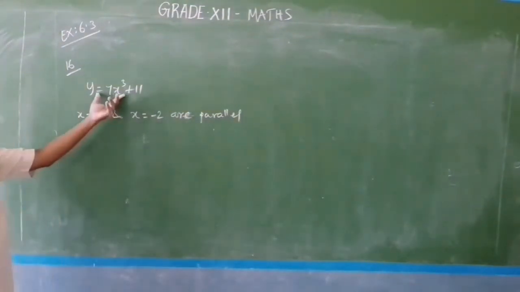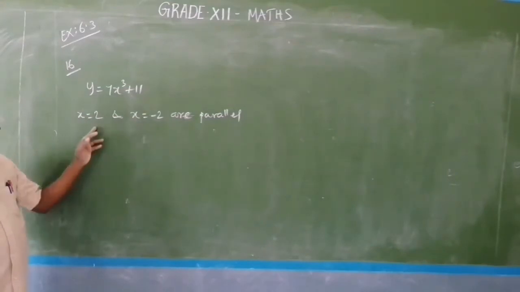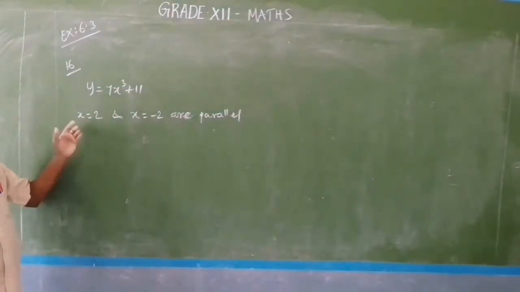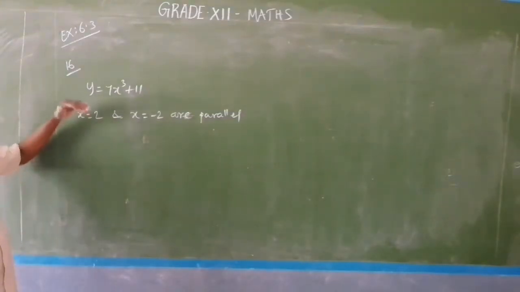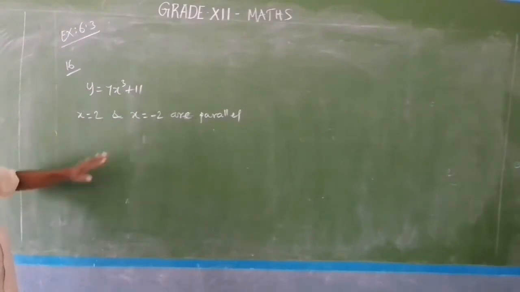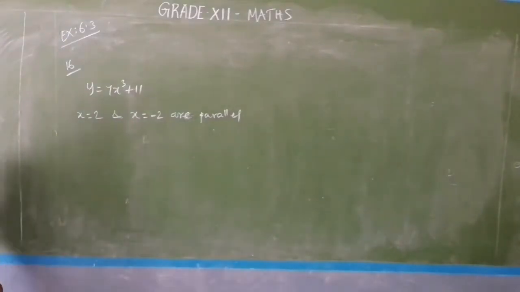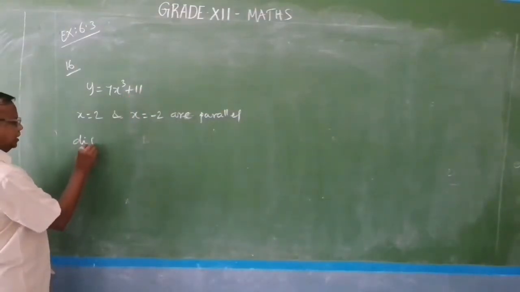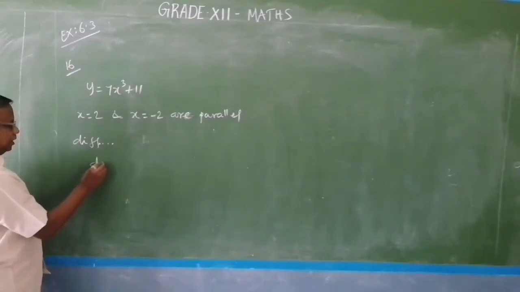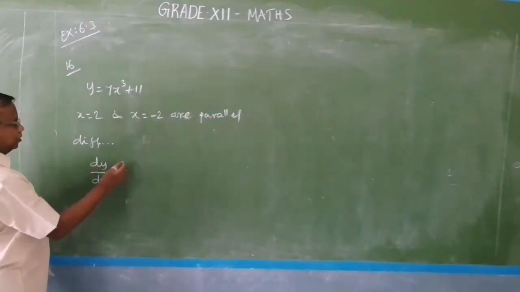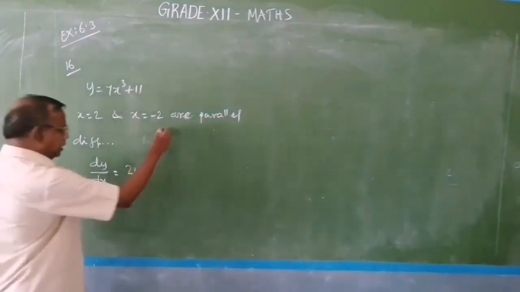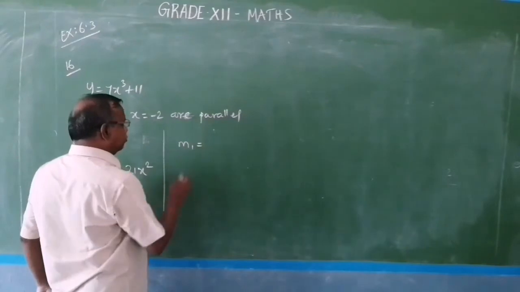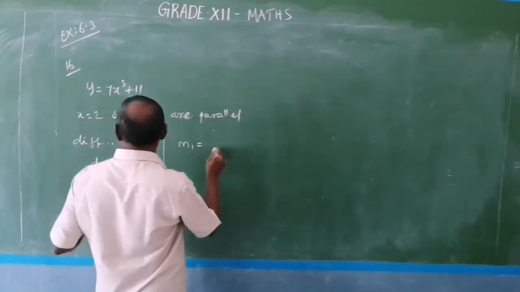That means this given is a curve. We are given 2 points. We have to show that the tangents at these 2 points are parallel. That means the slopes of the tangents at these points are equal. If 2 lines are parallel, then their corresponding slopes are equal. Now differentiating the curve, we have dy by dx equal to 21x square.